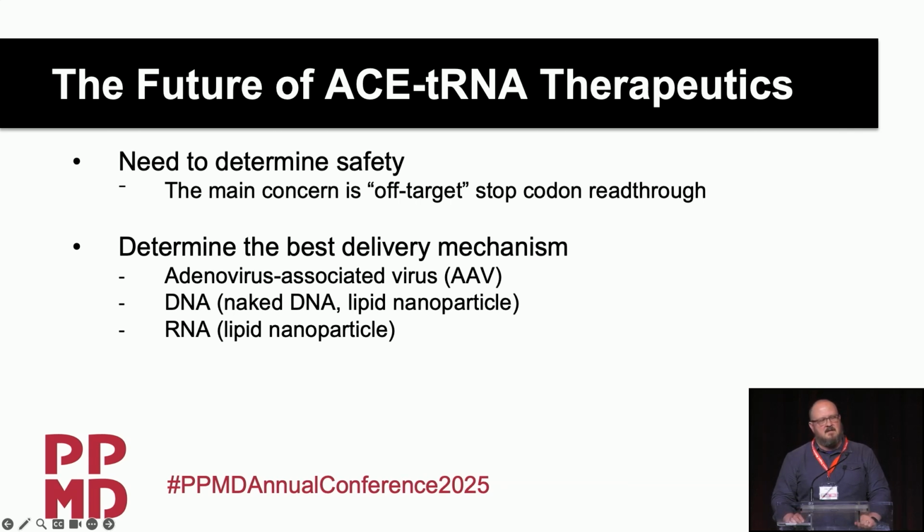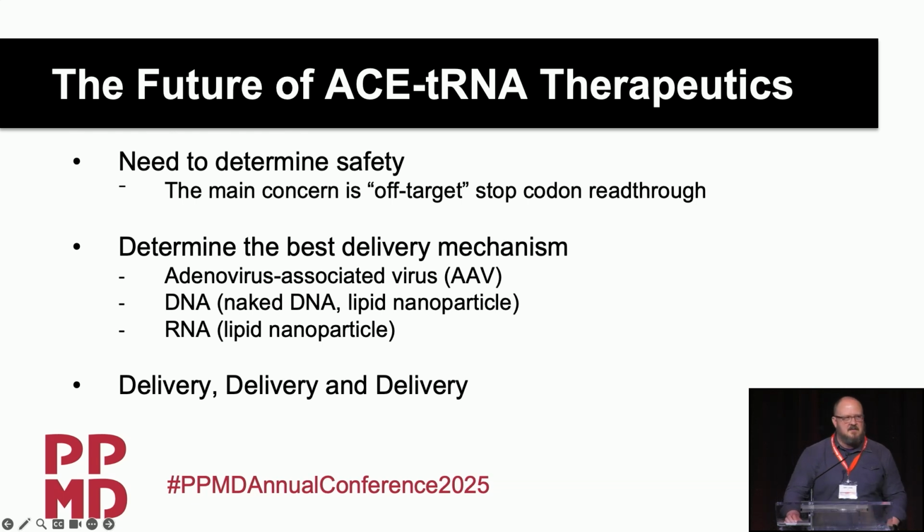And as I mentioned, we can deliver these as AAV, naked DNA, and as RNA. And the next thing that we really need to worry about is delivery, and delivery, and delivery. I think delivery is going to be the biggest hurdle. Without being effective at getting them into skeletal muscle, we won't know if they're toxic, we won't know the benefit of them. And so we don't want to be putting the cart before the horse.